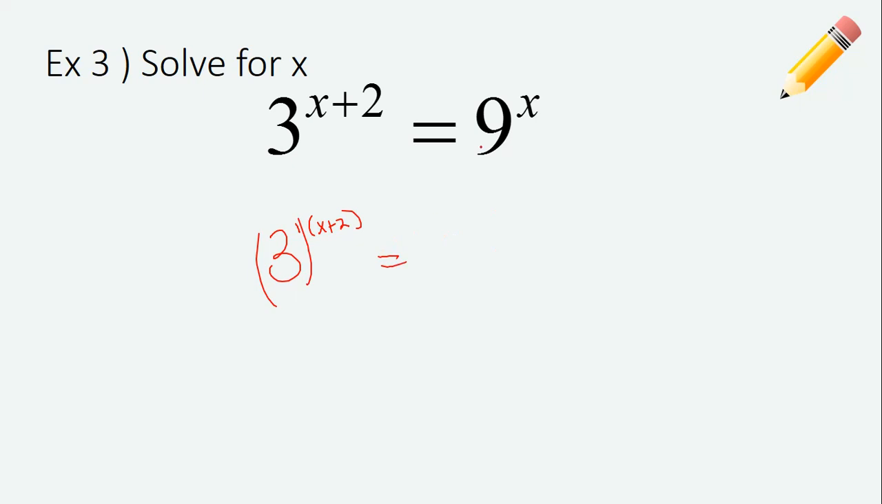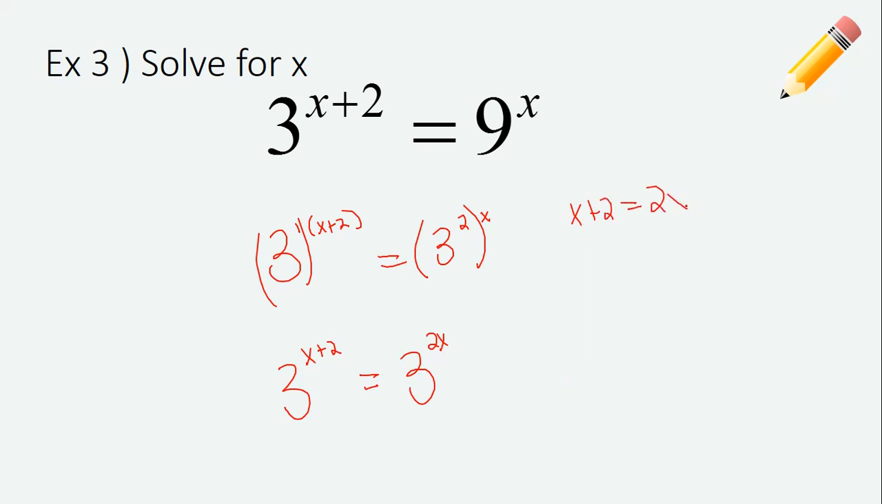Okay? But I can make 9 into 3 squared, right? Because 3 squared is in fact equal to 9. That's why I'm allowed to just, basically I'm just rewriting the number into a new form. So this is technically 3 to the x plus 2 over there, and 3 to the 2x. So if I solve, I'll get x plus 2 equals 2x, or 2 equals x.